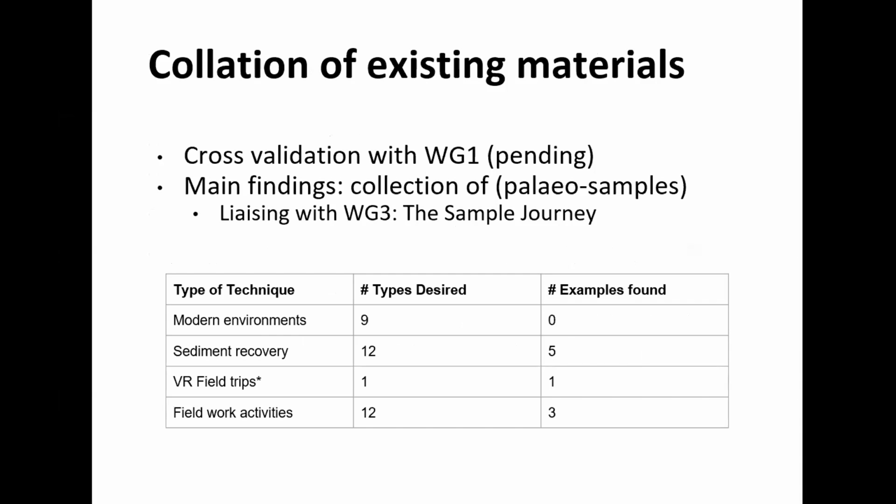So what has been collected, and again, this is a cross exercise with the different groups. We have circulated a form to ask people what they want to do, or to have, and we have also thought about what we want to see. So we're looking at, for instance, 4 different activities: modern environments, where we have 9 that we want to see, but we haven't found any examples. Sedimentary recovery, where we have seen already some examples. Field trips, for instance, and fieldwork activities. So you can see that between what we want to see and what we can find, there's still a gap, but as we are all working together, I'm pretty sure that we can populate that table.